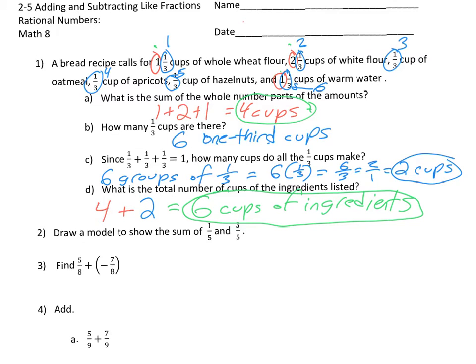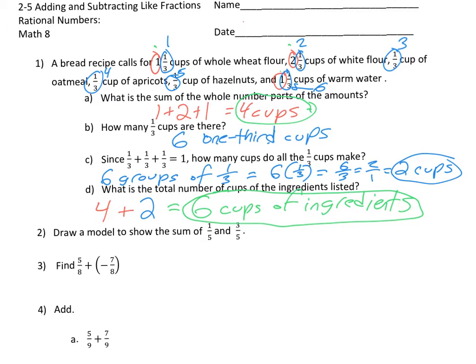And since there's 6 groups of 1/3, I do 6 times 1/3, or I could just do 1/3 plus 1/3 plus 1/3 6 times, and I end up with 2 cups when I do that. So I take the 4 cups that I had for the whole parts and the 2 cups that I got from all the 1/3, add those up, and I end up with 6 cups of ingredients.